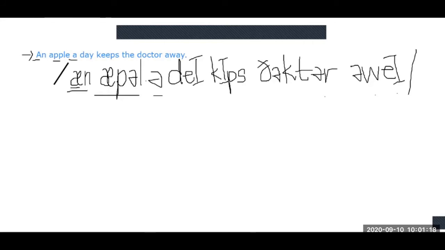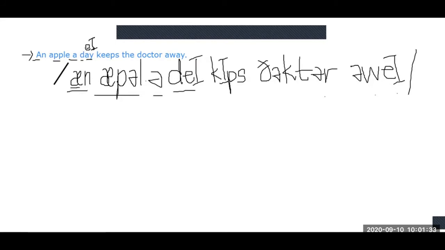This is a schwa. Day. If you notice, I use the regular D, and for the A sound, I use this diphthong EI for the A sound. Okay? Then keeps.